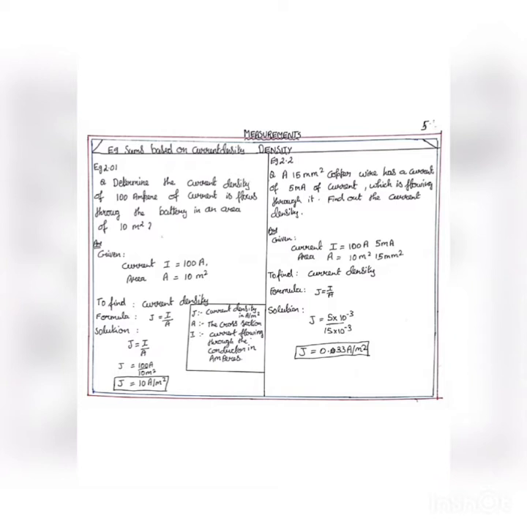Now let us do another problem based on the same formula. A 15 mm copper wire has a current of 5 mA flowing through it. Find out the current density. It is also the same method. By using the same formula we can get the current density easily.